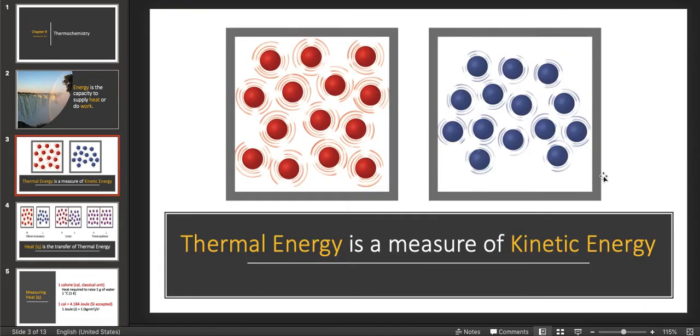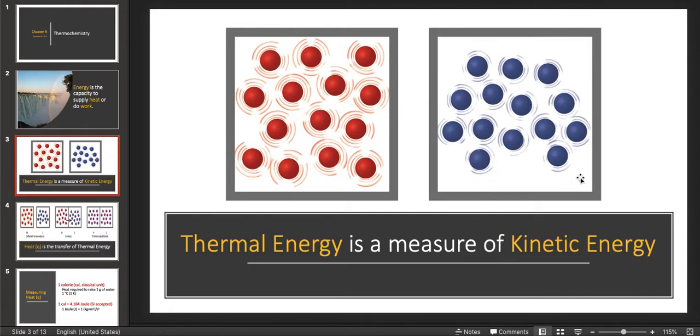If I have two objects that are at different temperatures, one is a hotter object, one is a colder object, there are several things that, even by experience, we'll be able to see and say. First of all, the hot object obviously has higher thermal energy than the colder object. And if we were to look at the particles in the hotter object, we will see that they are moving faster. Therefore, they have a higher kinetic energy.